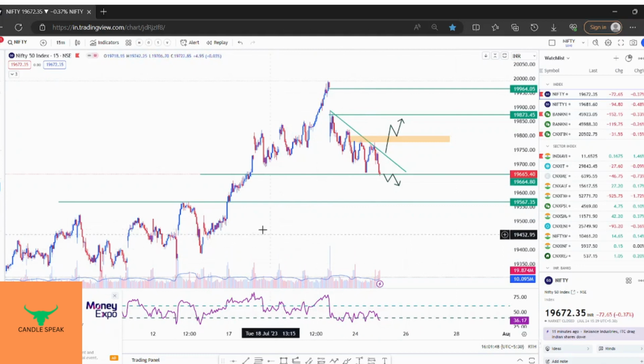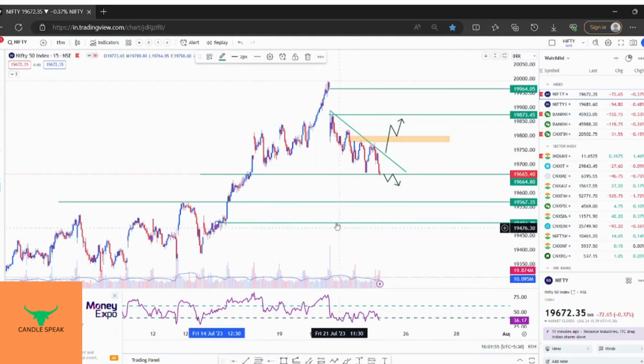Below 567 or 500, this level will also be a round number, so this is also a very important support area for Nifty if it breaks the range. So this is the simple analysis for Nifty.